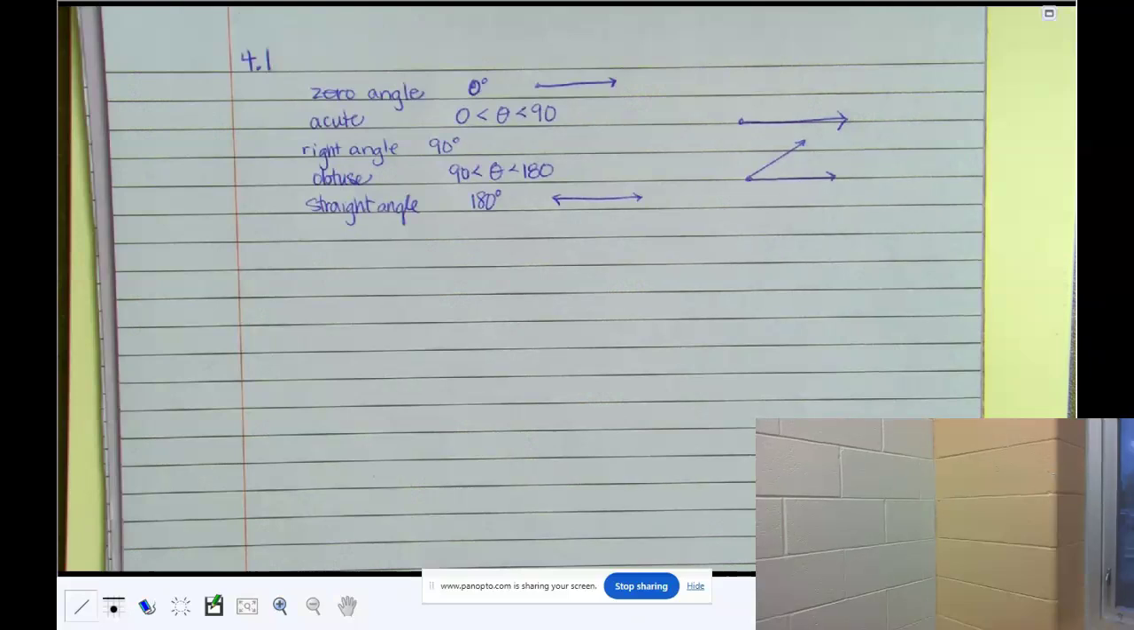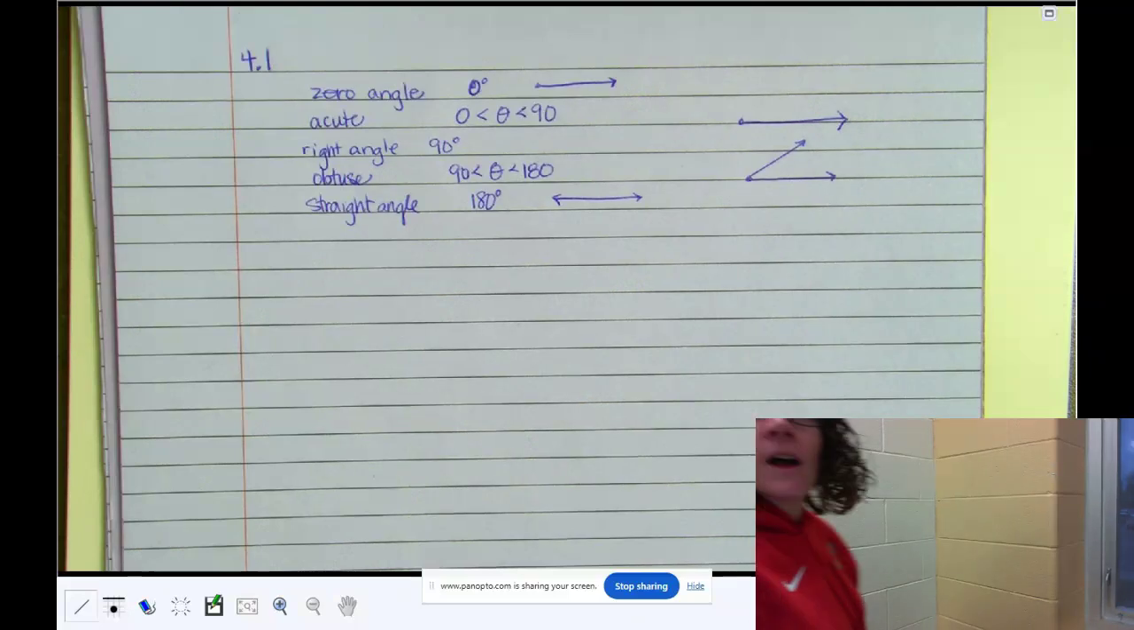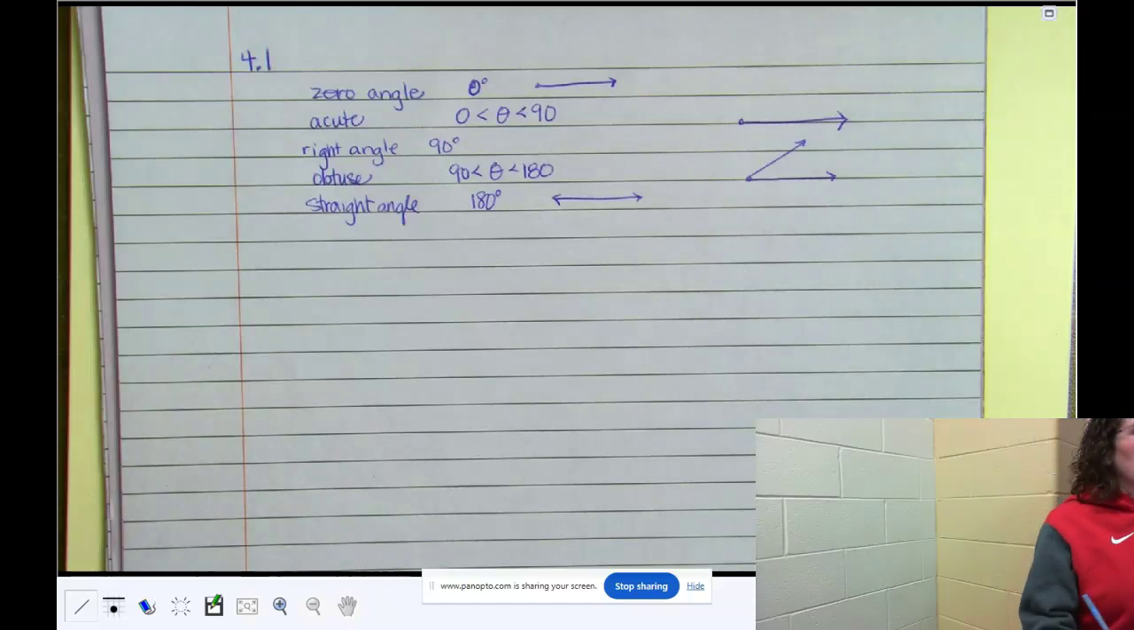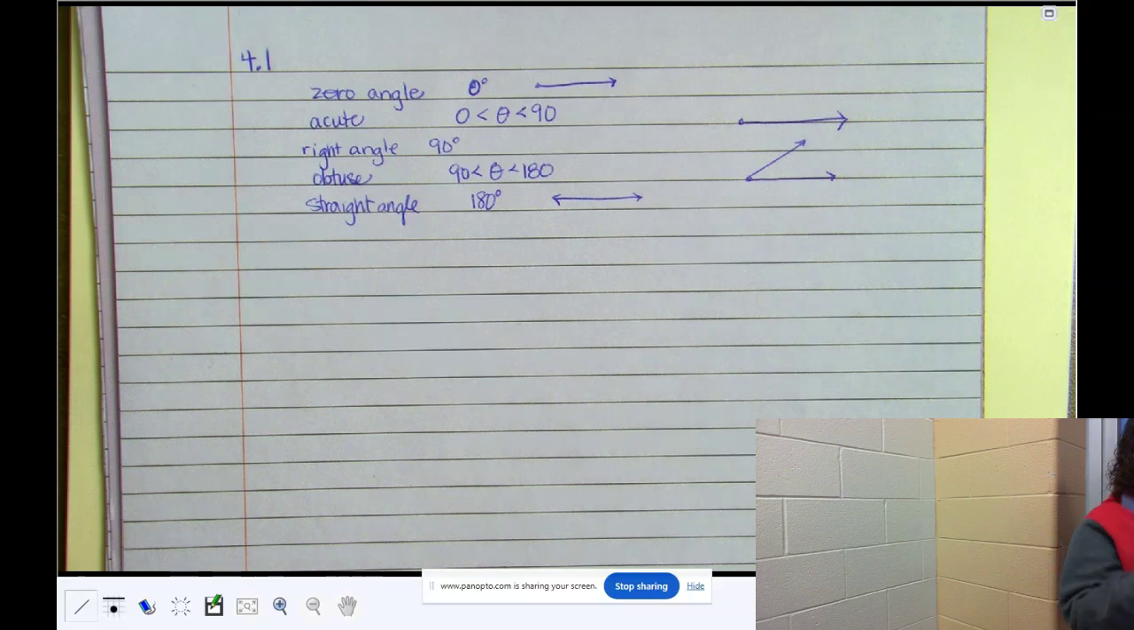Don't ask me that question. Okay. I mean, if you're looking, probably. Side angle of a huge triangle. Okay. That would be more than an obtuse angle.